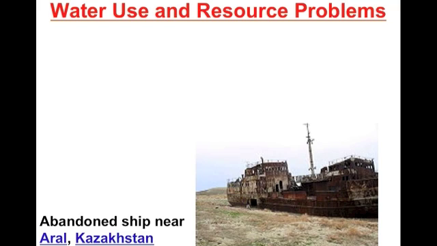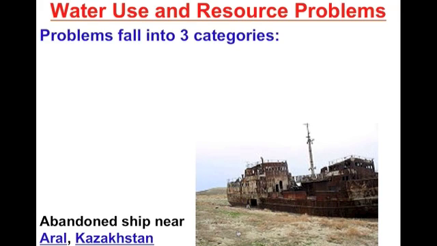Just in terms of water use and resource problems, here is an example of obviously a water use problem gone bad. This is a picture of an abandoned ship in Kazakhstan, and the reason this ship ended up in the middle of the desert is that there used to be a large body of water in this area and it all dried up. So obviously the ship that was there ended up not having any more water to float on. Major water use and resource problems mainly fall into three different categories.